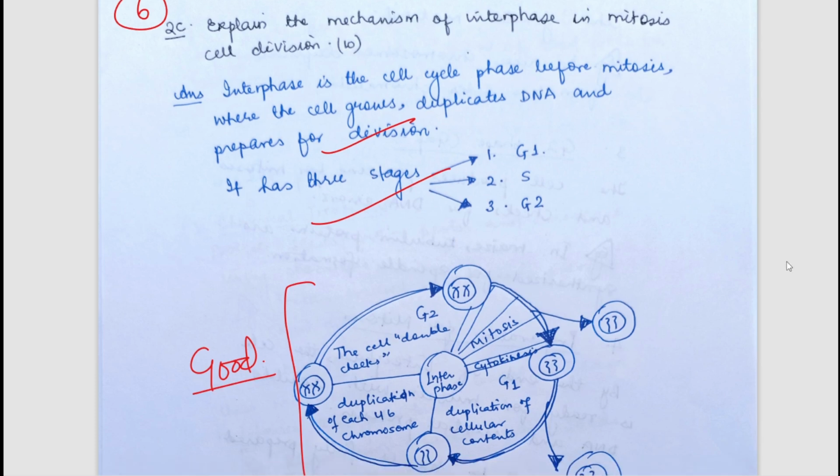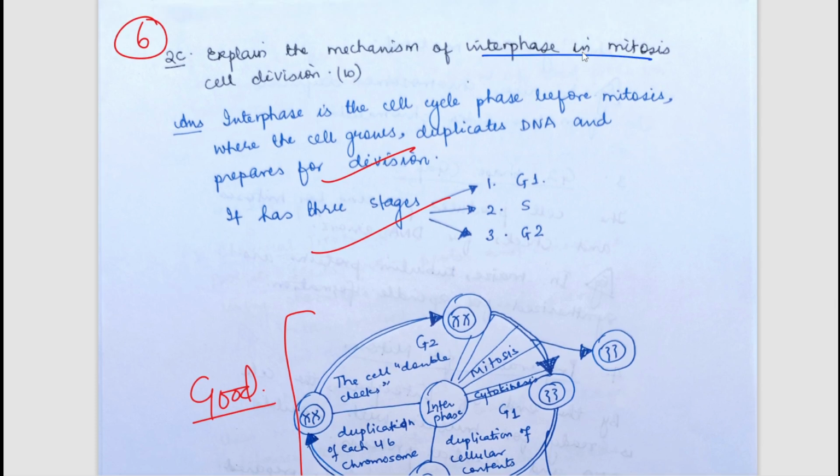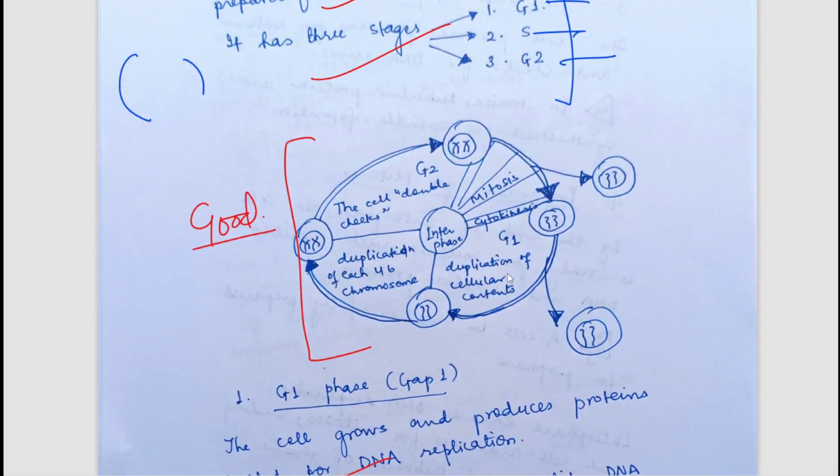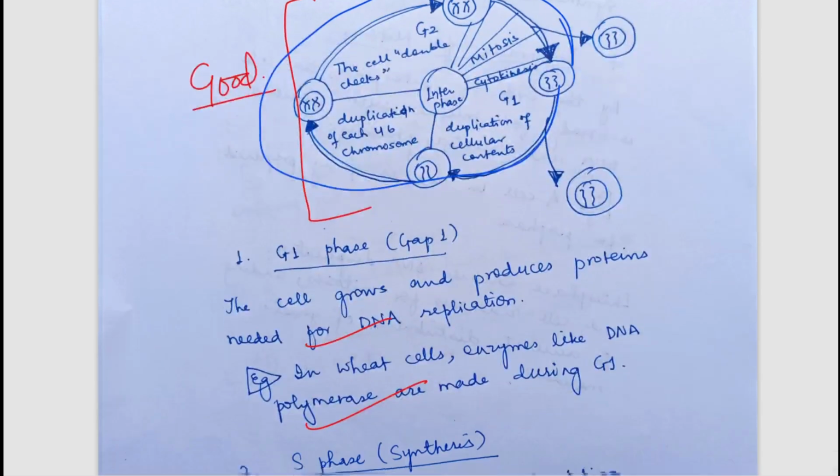The next question is, explain the mechanism of interphase in mitosis cell division. So actually there are two types of phase. We all know that interphase and mitotic phase. So interphase is generally divided into three types, that is G1 phase, S phase, G2 phase. You can see here, this is the mitotic phase, and this proper is the interphase. That is, 90% of the time the cell remains in the interphase.